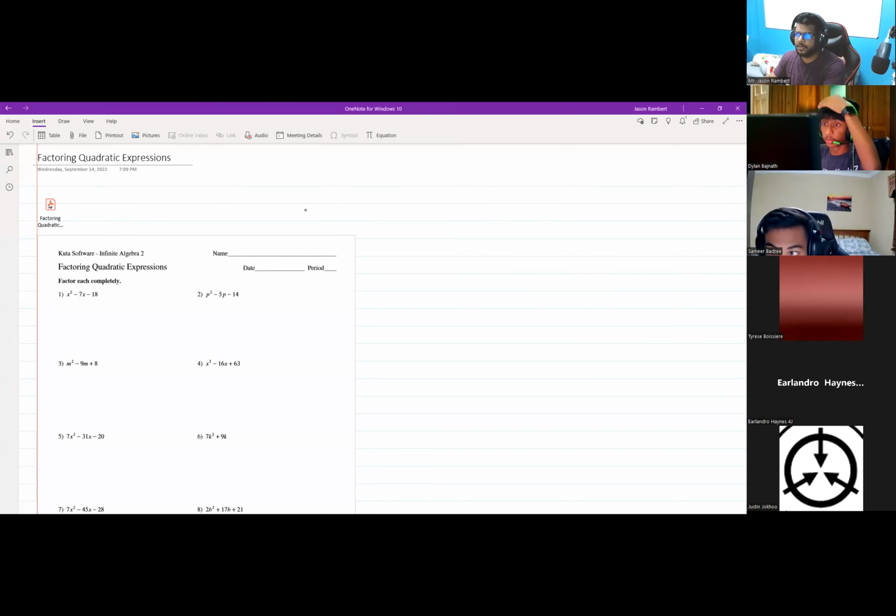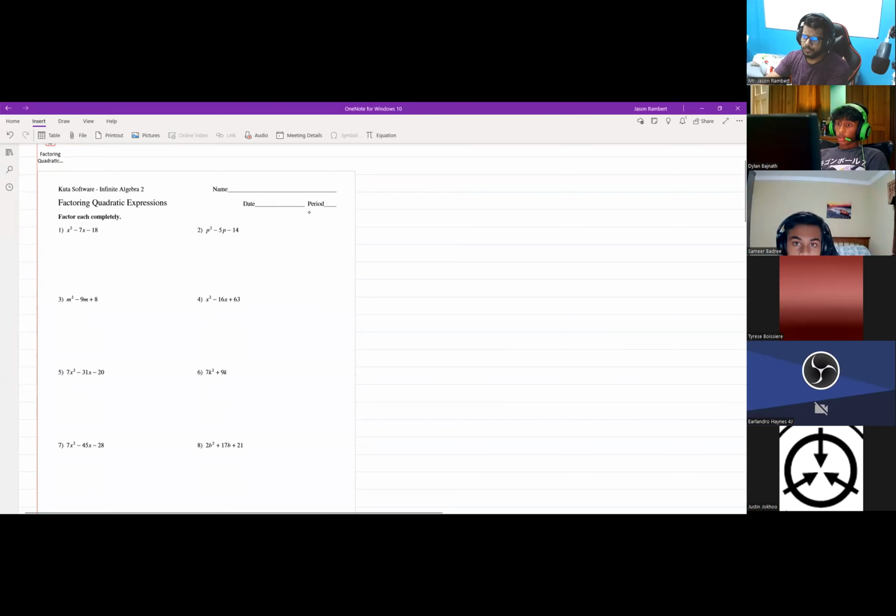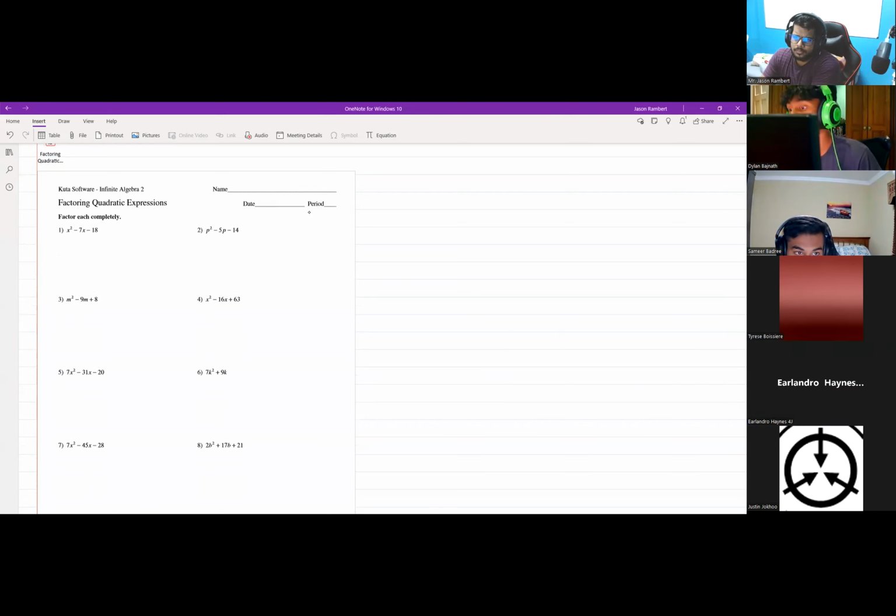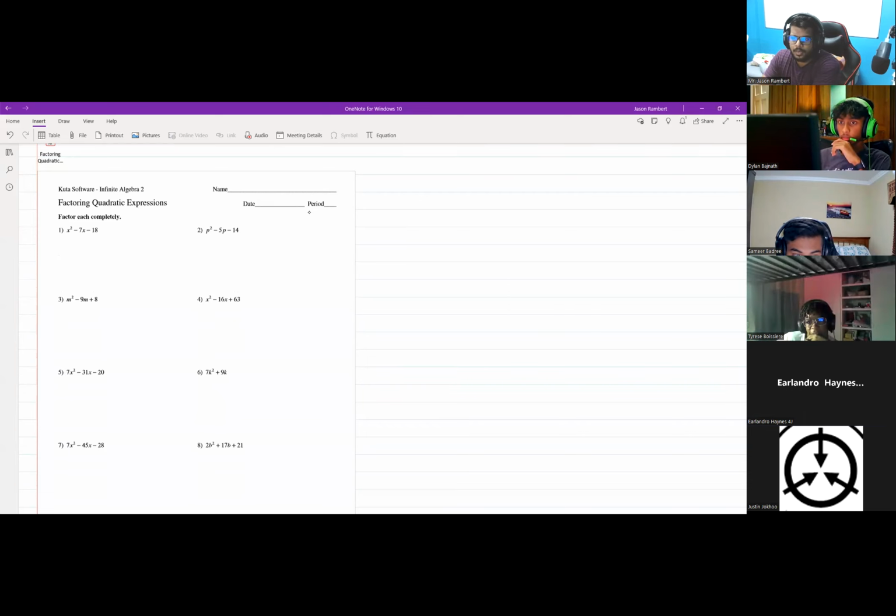Oh, wonderful. All right, so let me tackle number 1. The first 4 are going to be self-explanatory. I'm going to explain the first 4, and then the rest we're not going to do as much working on, but you're required to do all the working, okay? So the first one, x squared minus 7x minus 18. A is 1, B is minus 7, and C is minus 18.